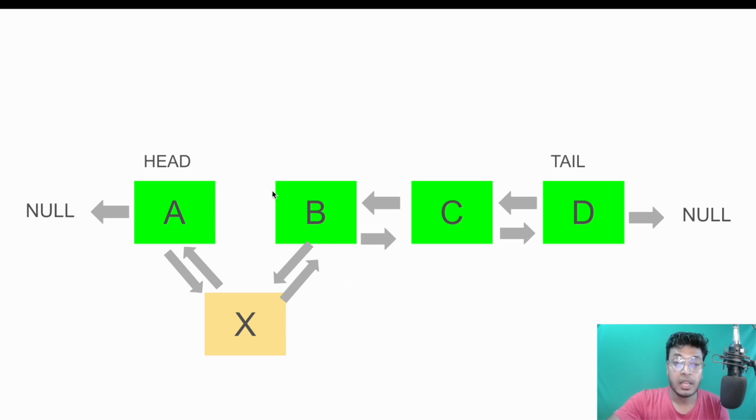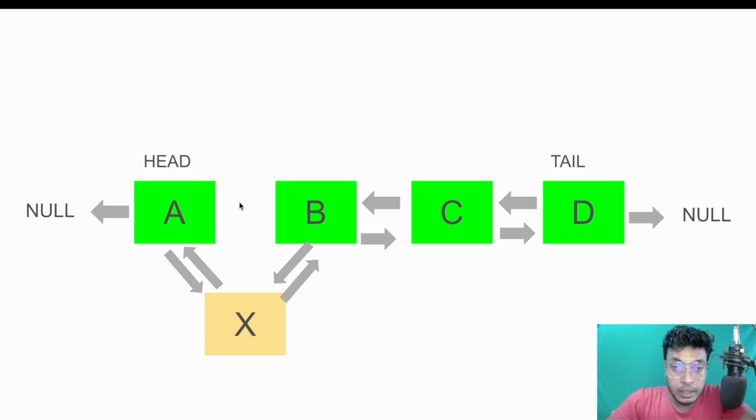So far so good. If you want to remove it, first you have to break the connection from X to B, and the connection from A to X, and then you have to connect A to B. That means A dot next you have to set to B, and B dot previous you have to set to A. Then X dot next and X dot previous you have to set as null. Then only this node will become independent. After playing the slide you will get to know how it works exactly.